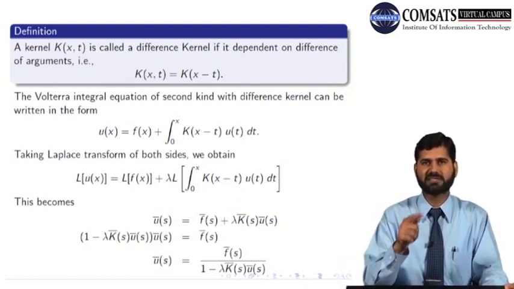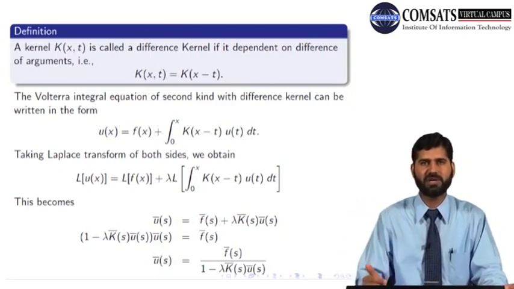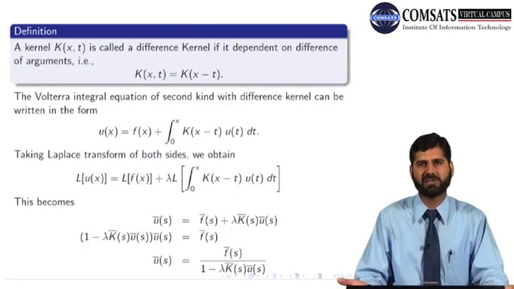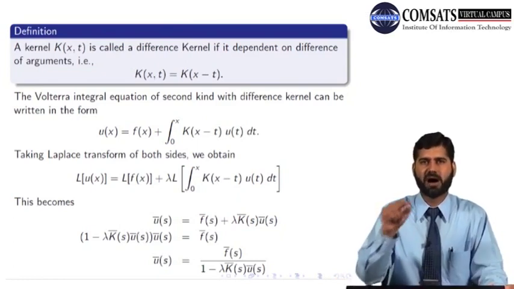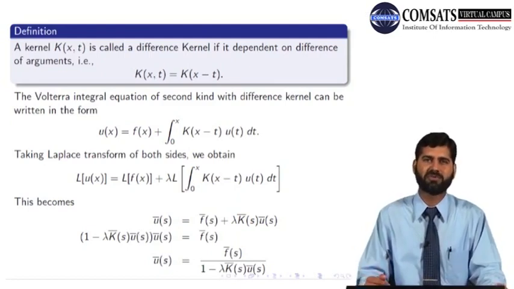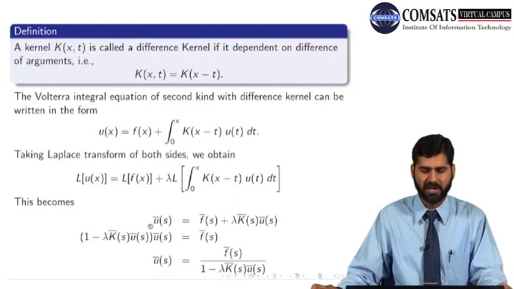One notation we used was f goes to capital F. You can do it here as well: u goes to capital U. This is another notation. Sometimes they write u bar as the Laplace transform of u. So the bar indicates the Laplace transform here. So u bar of s is the Laplace transform of u. Similarly, f bar of s will be the Laplace transform of f.